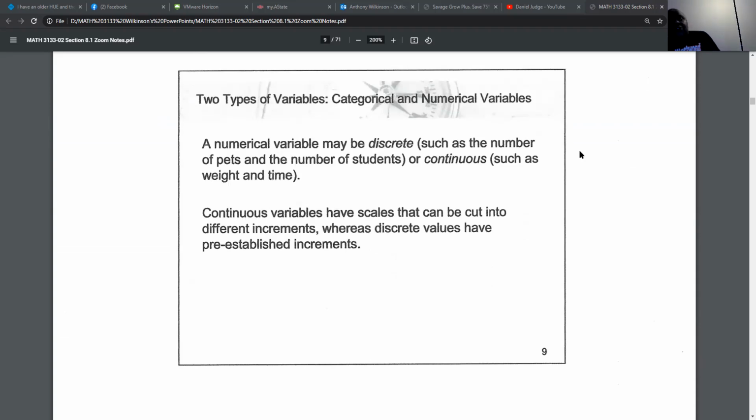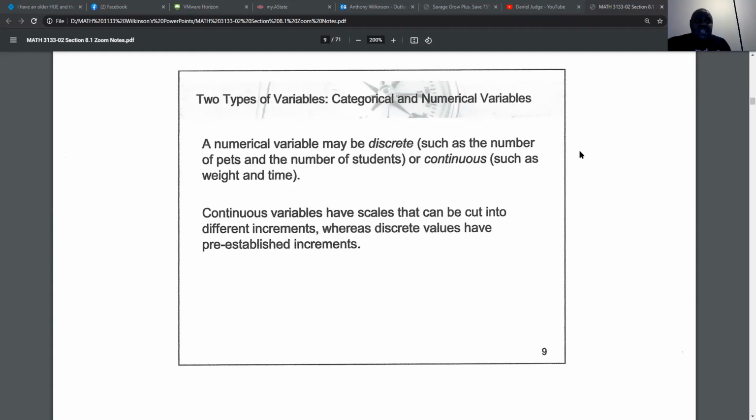Now, a numerical variable or a quantitative variable can be one of two things, either discrete or continuous. Anything that is discrete is something that can be counted, like the number of pets, the number of students in a classroom. That is considered to be discrete because we can count the number of students in a classroom or the number of pets that a person has.